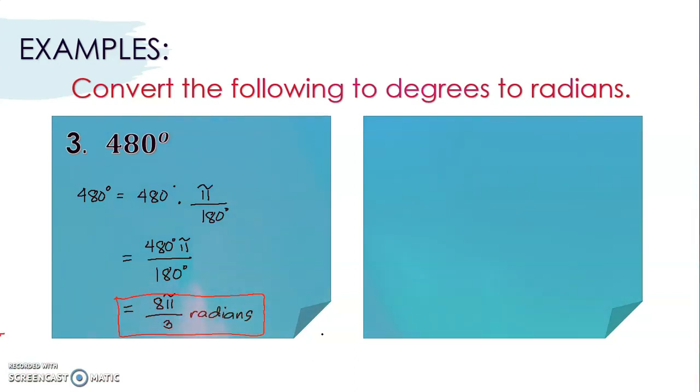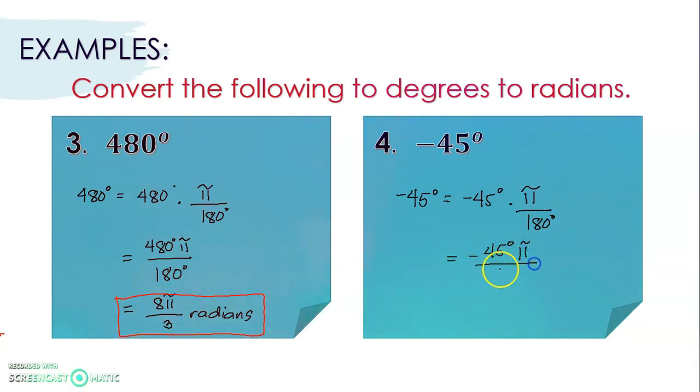Now let's have example number 4, negative 45 degrees. So, copy negative 45 degrees equals, copy the given, negative 45 degrees, and of course, the given formula, and multiply to each other, so it will become negative 45 degrees pi over 180 degrees. Simplify further, so it will become negative pi over 4 radians. And always see to it, class, that you put the unit and you box your final answer. Now let's proceed to the next.